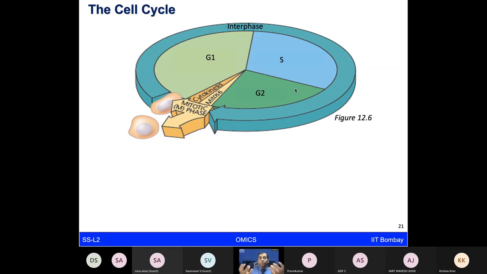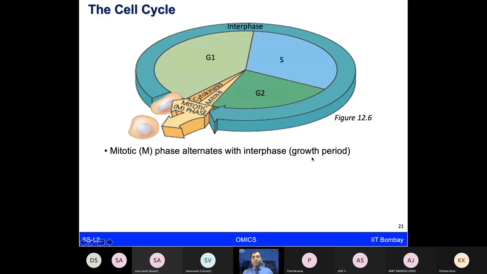Because for division to happen, the cell needs to have a sufficient amount of nucleic acid, and a sufficient amount of all the molecules, which will make the distribution equal to the two different daughter cells, right? That's why there are different types of checkpoints involved, to make sure that the cell division happens properly.